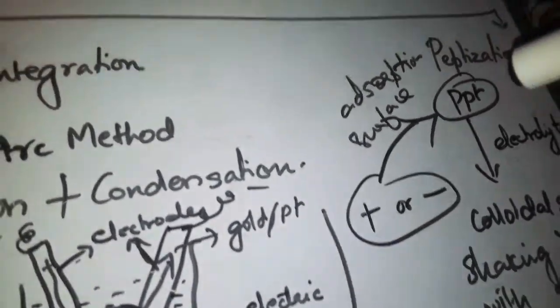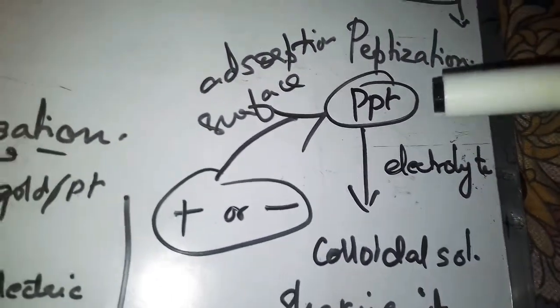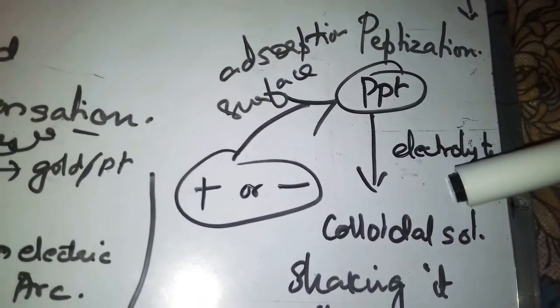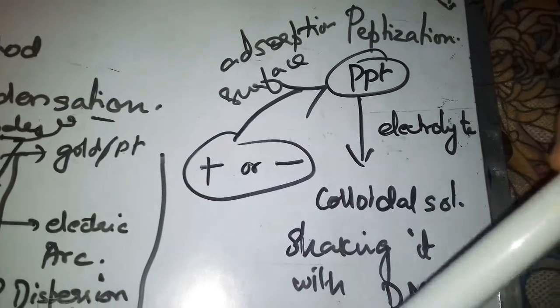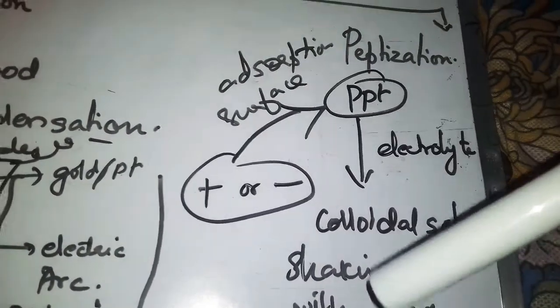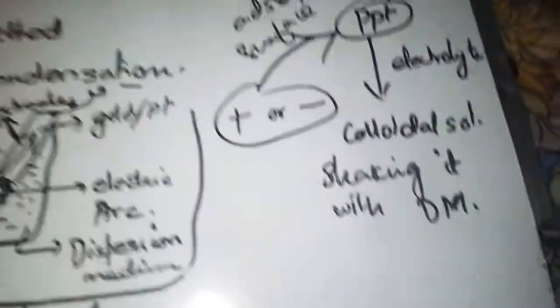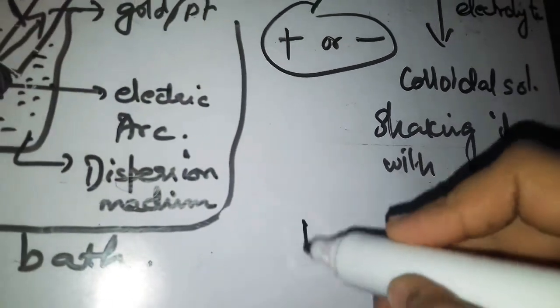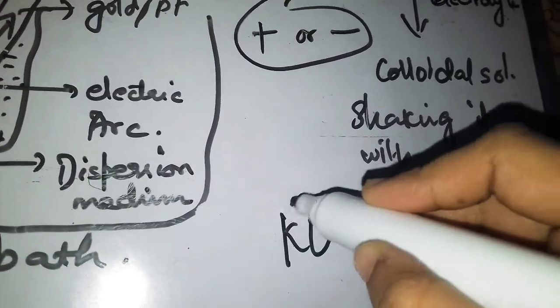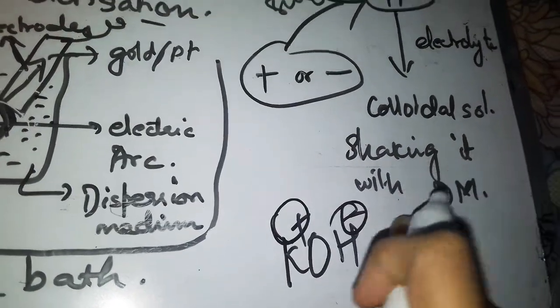And we have the third method, that is what we call the peptization method. Peptization is nothing but the conversion of a precipitate into a colloidal sol by shaking it with the dispersion medium and adding a small amount of electrolyte. Okay, the electrolyte may be KOH or NaOH, something like that. If it is KOH, we have both plus and minus ions. Okay, positive as well as negative is present.